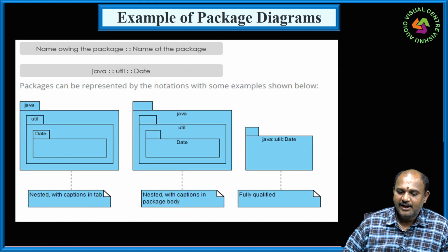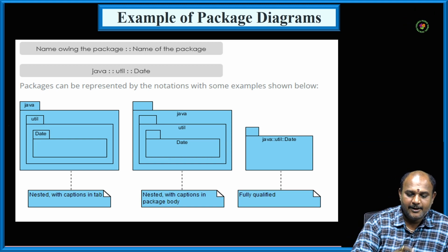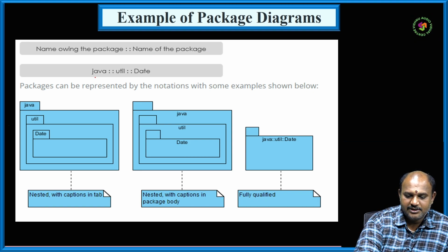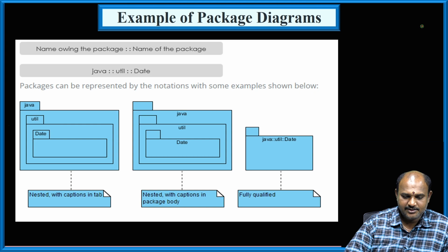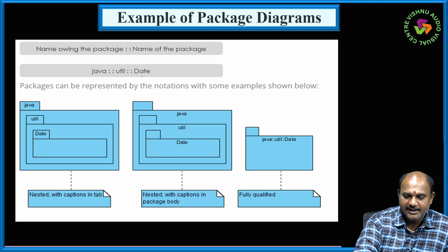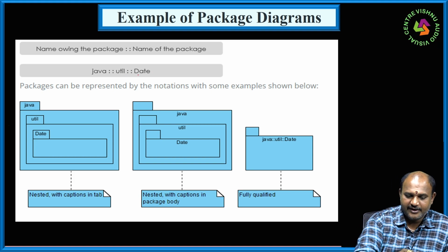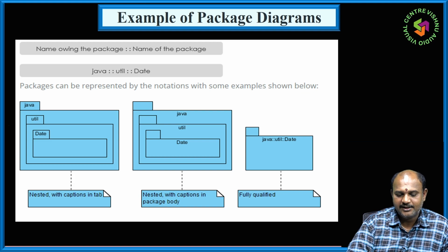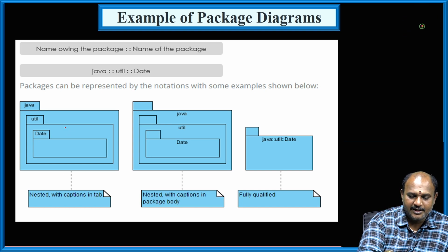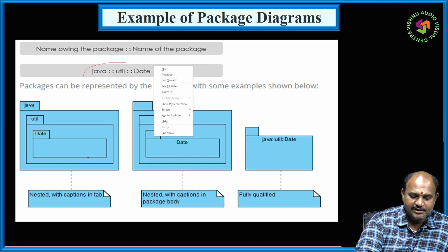The example, another package diagram here. Now the name owning package name package. So Java utility.date. This is one of the packages. Where you utilize Java, in which utility is another package, and this date you can access. So for that simple diagram we have discussed here: Java is one package, in which you have utility as another package, and in which you have a date package. So it can be represented in this model.